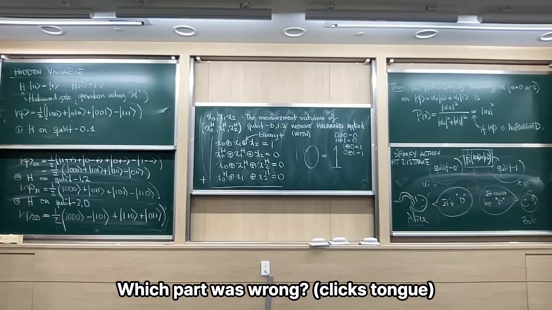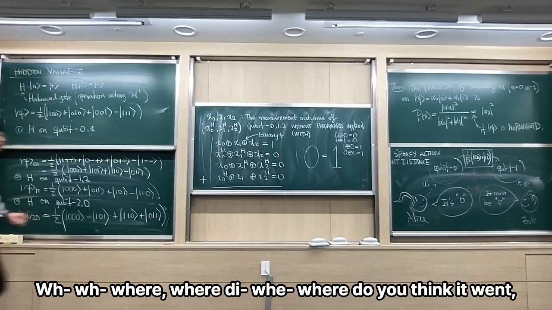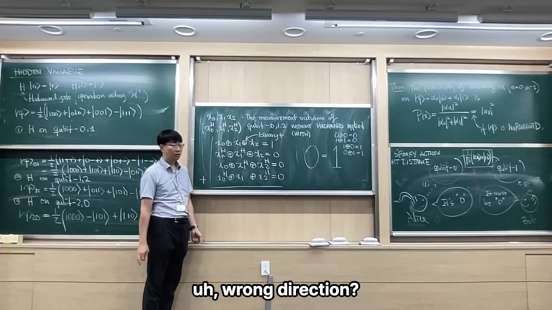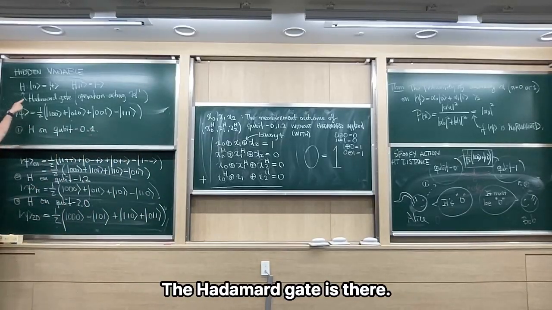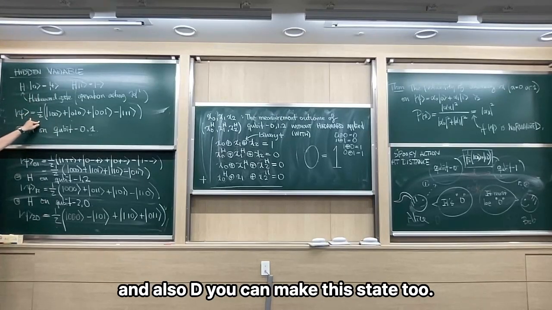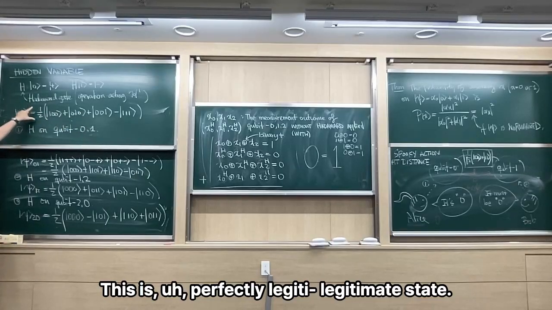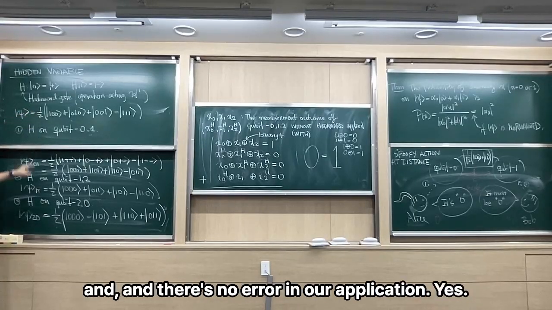Which part was wrong? Where do you think it went wrong? Okay, so the assumption is not wrong. The Hadamard gate is there. It actually exists, and it changed 0 to plus. And this is a perfectly legitimate state. Literally, you can make this state with a quantum computer. And there's no error in our application.